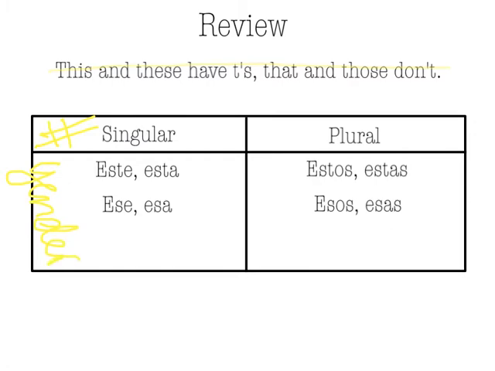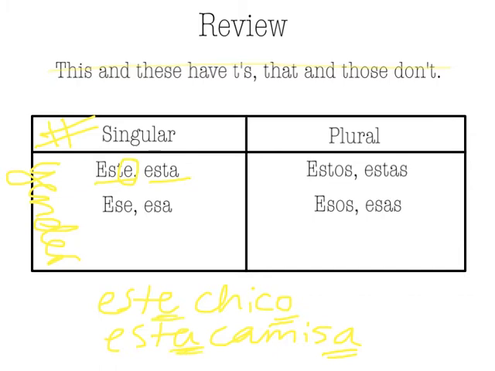So for this, singular, we have este and esta. One thing that I really want you guys to notice is that the E on este is an E. Remember that in the singular form with these we use E's, not O's. So we would have este chico, this boy, or esta camisa, this shirt. Because camisa and chico are singular, these will be singular. And then we'll make sure that we have the correct ending. That and those is very similar. Ese and esa.